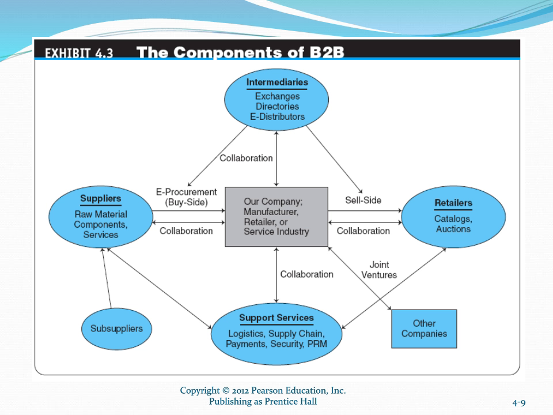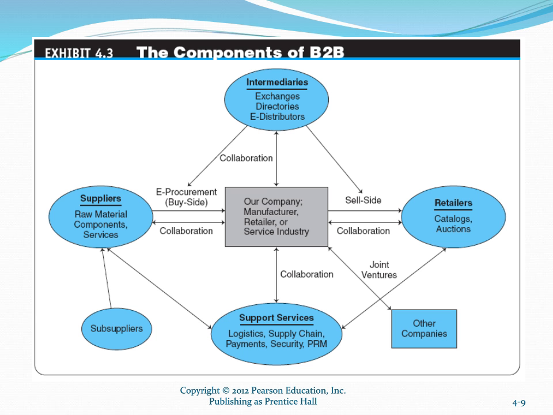If you look at Exhibit 4.3, it shows you the components of B2B. And if you really think about this, in a lot of ways it looks like a supply chain. They take the perspective of being the company in the middle, of us being the company in the middle, and downstream in that supply chain we've got various retailers, and upstream we've got various suppliers. We may have various intermediaries between us. We also use various support services to be able to support the transactions with those downstream and those upstream.